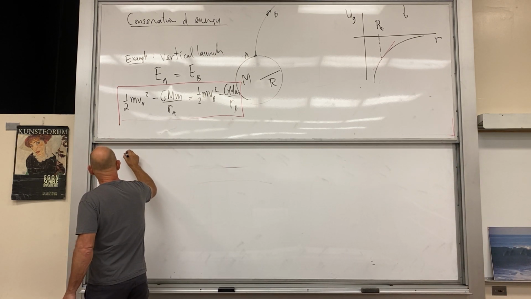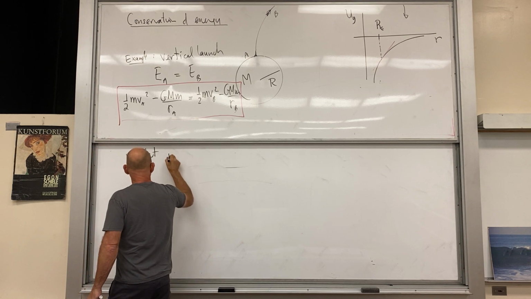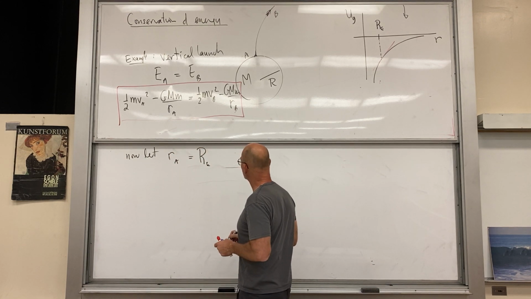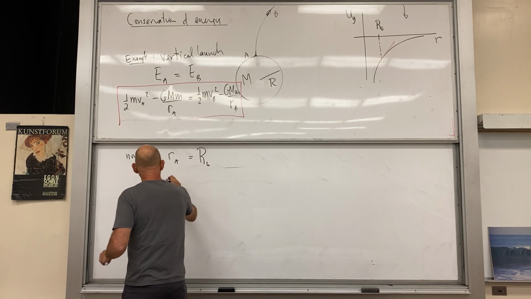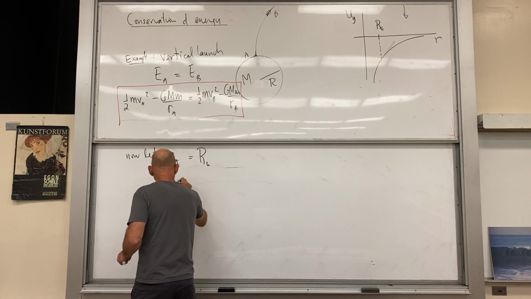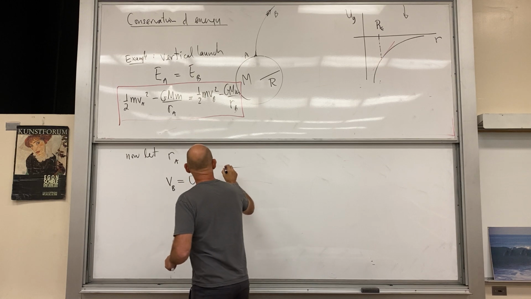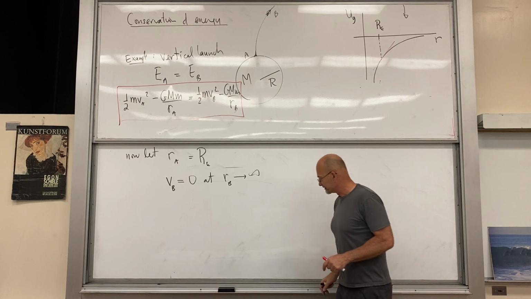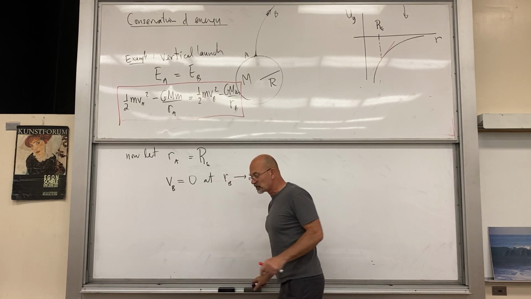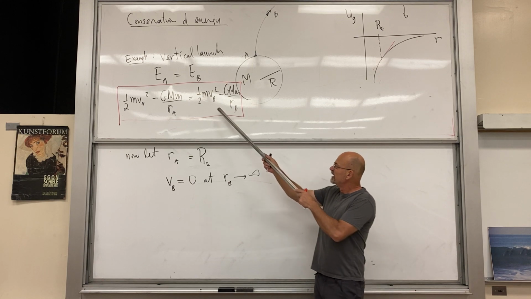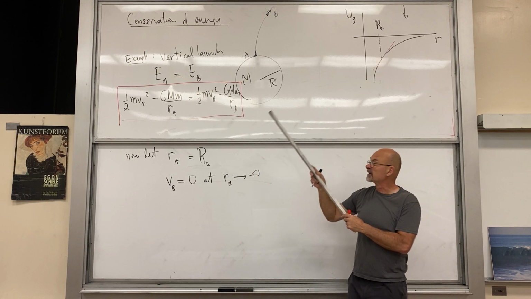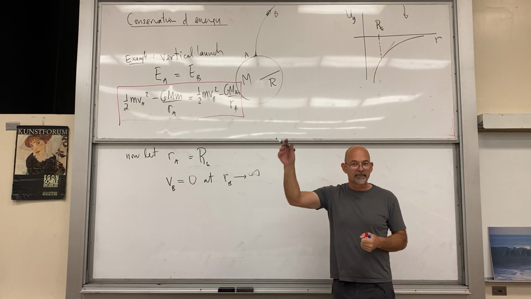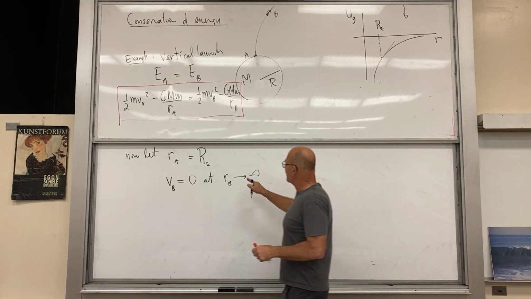So now let r sub A be equal to the radius of Earth, because we're launching from the surface of Earth, and v sub B equals 0 at r sub B going to infinity. So what we're saying is we can launch a rocket, and if we launch it with the right speed, it'll come to a stop out at infinity. Okay? It'll leave the Earth and never return, unlike when you throw things up and they come back down. Okay? So this is interesting.